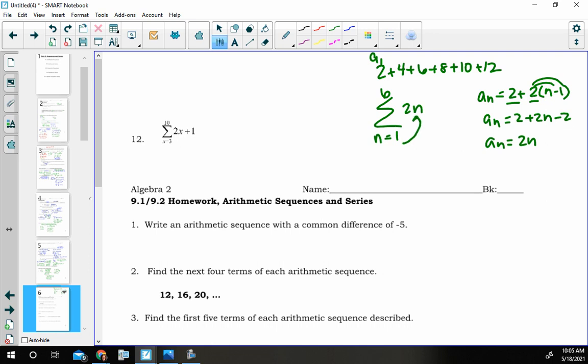So I can do a double check. If I plug 1 in, 2 times 1 gets me to 2, which is my first term. I can also check my last term. If I plug 6 in, 2 times 6 is going to get me to 12.